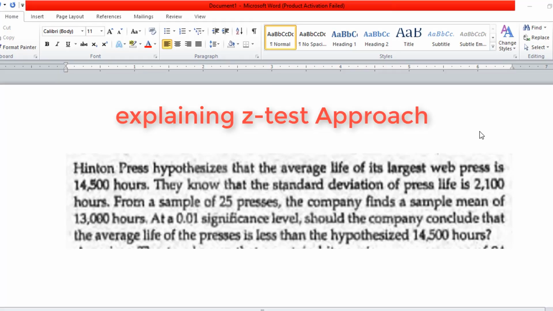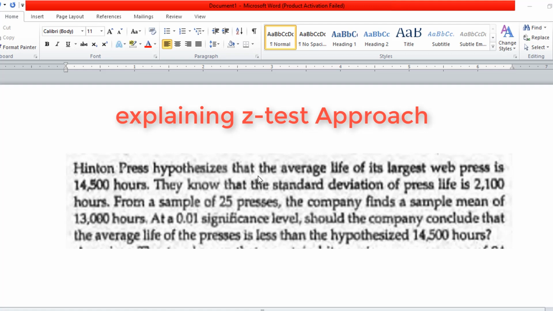In today's video we are going to cover the concept of the z-test approach. I hope this video will help you a lot in understanding the z approach in statistics and probability after watching it. Let's start by reading the question. After that we will move to the solution.